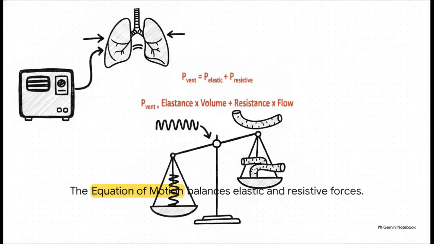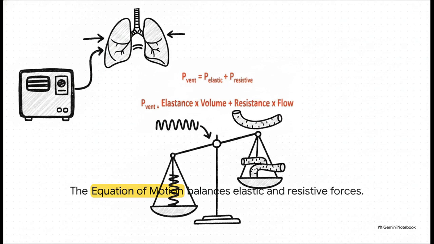And that formula is the equation of motion. Now, don't let the math scare you. It actually anchors our entire understanding here. Look at how it breaks down. The total pressure the ventilator generates has to equal the elastic recoil of the lungs times the volume, plus the airway resistance times the flow.